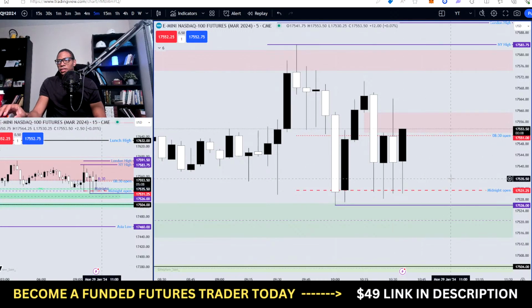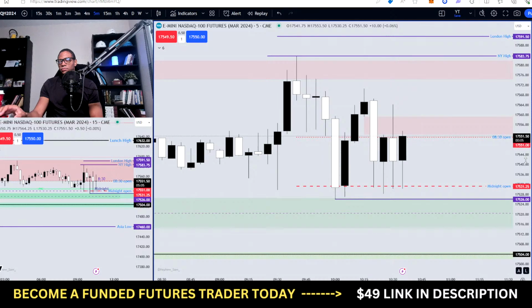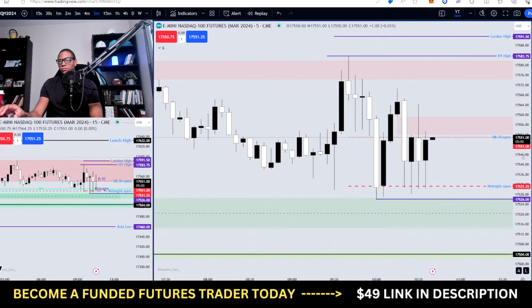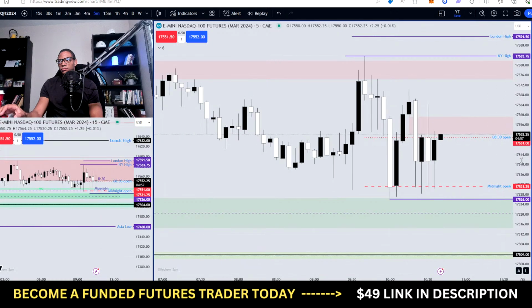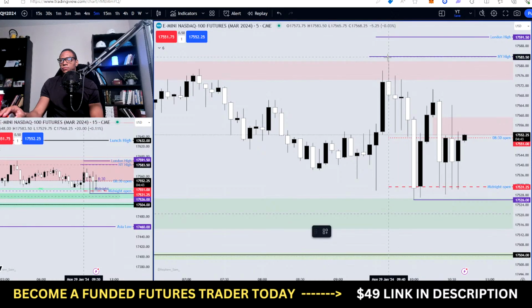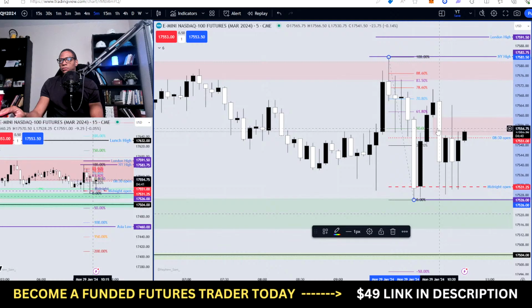A big rejection during the last candle. Okay, price is right now at 50% of this range, so coming out of discount, moving back into premium. 50% is at 554.75.